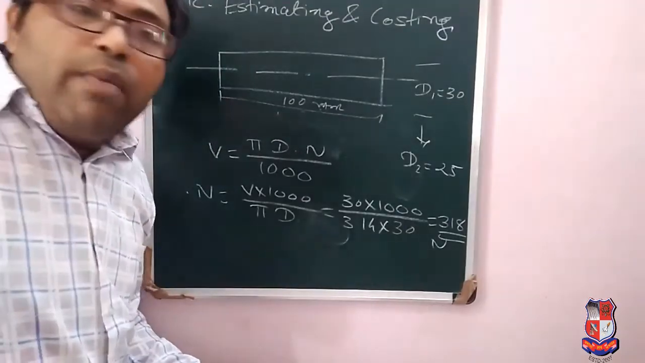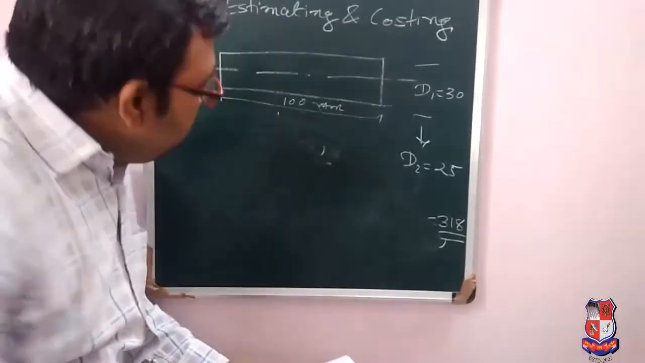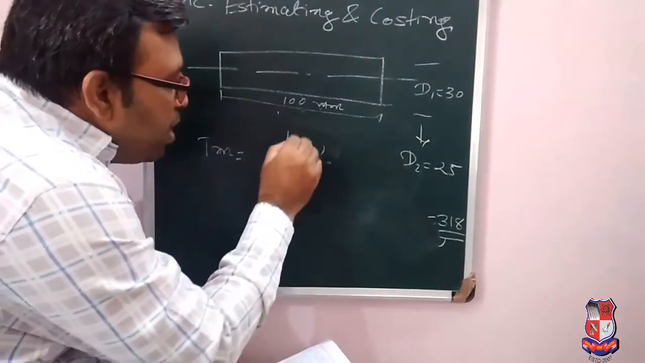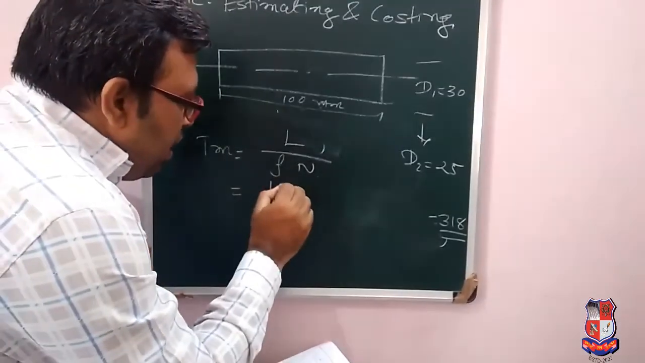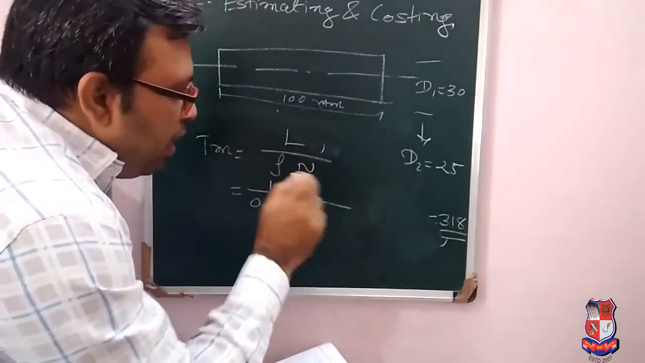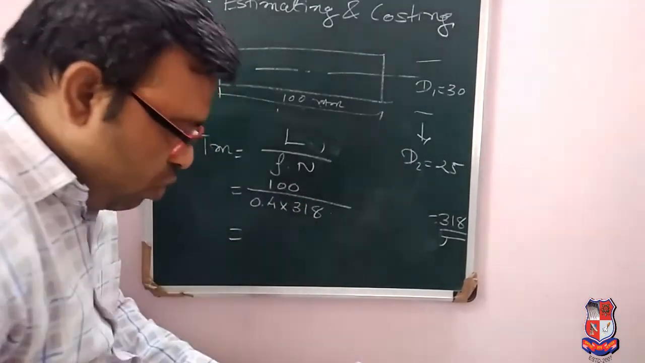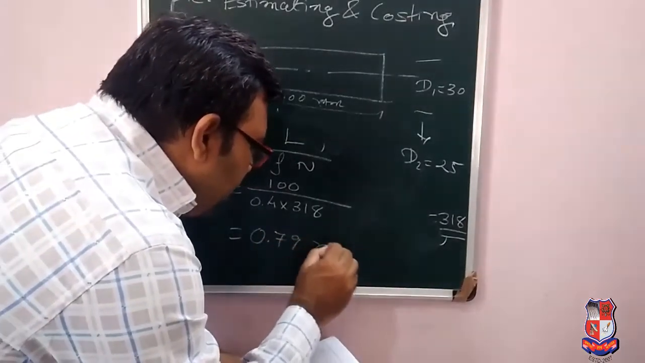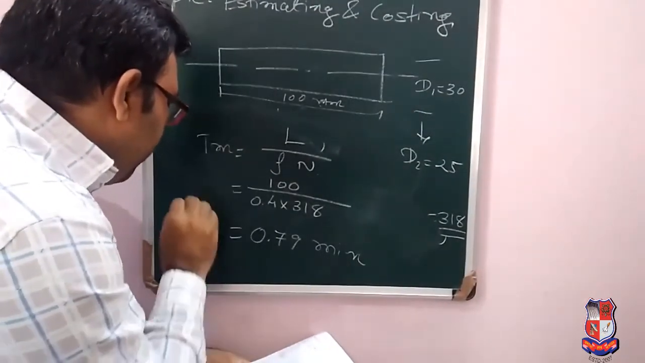So now by using our standard equation we can determine the machining time, that is Tm equal to L upon Fn. So here L equal to 100 mm, F that is 0.4, and N that is 318. So our machining time is 0.79 minute, that is Tm.